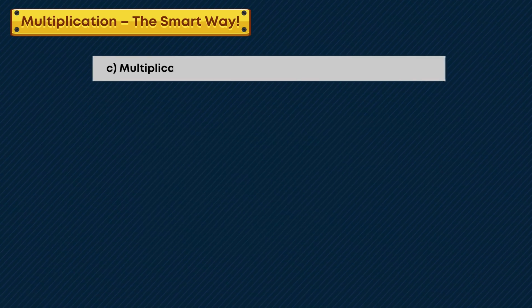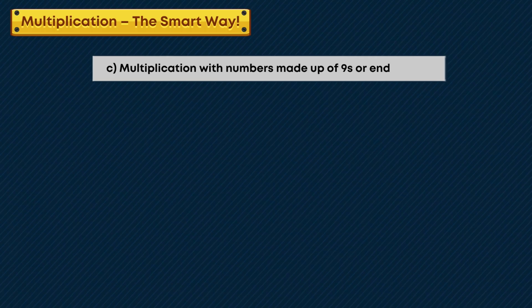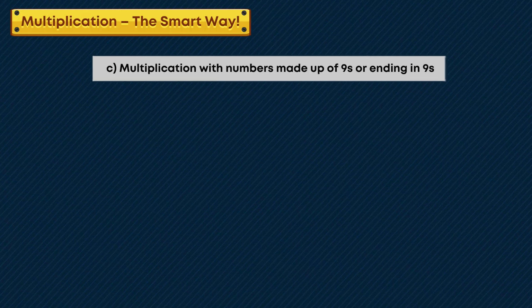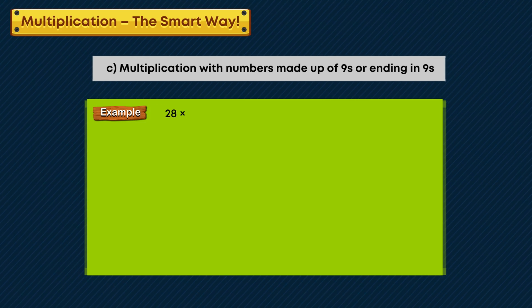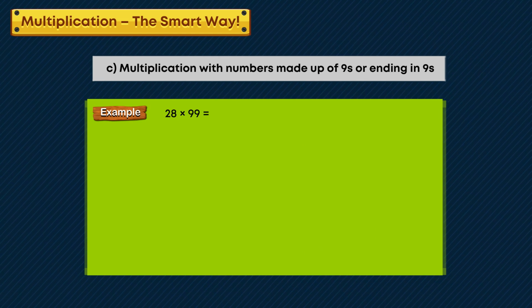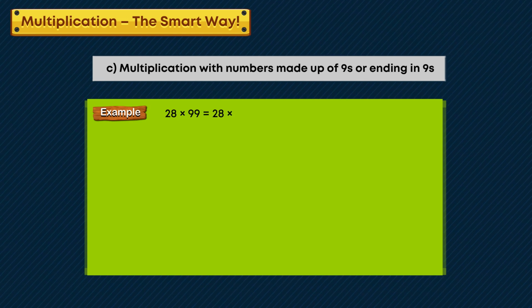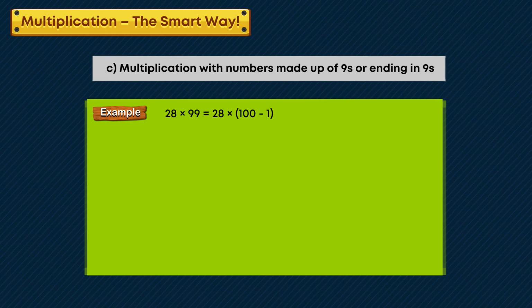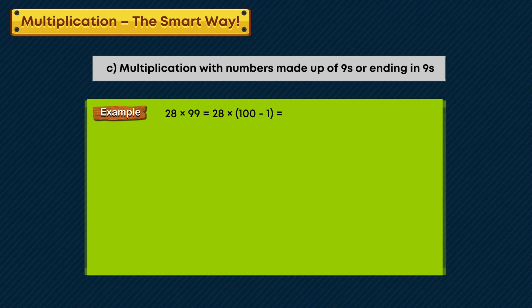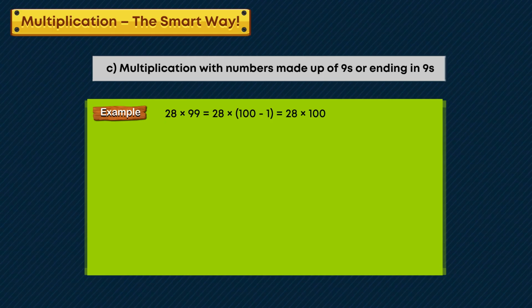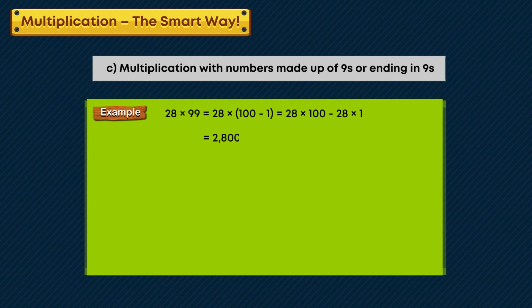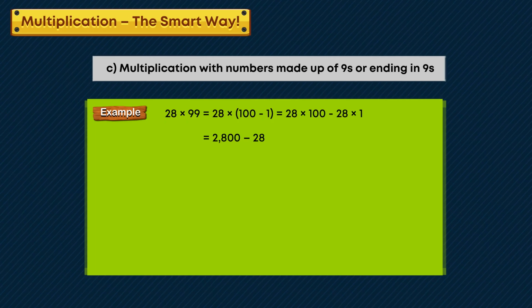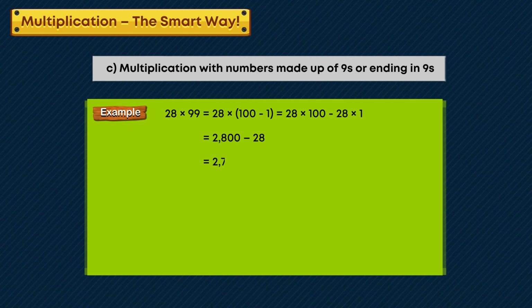C. Multiplication with numbers made up of nines or ending in nines. Example: 28 into 99 is equal to 28 into 100 minus 1 is equal to 28 into 100 minus 28 into 1 is equal to 2800 minus 28 is equal to 2772.